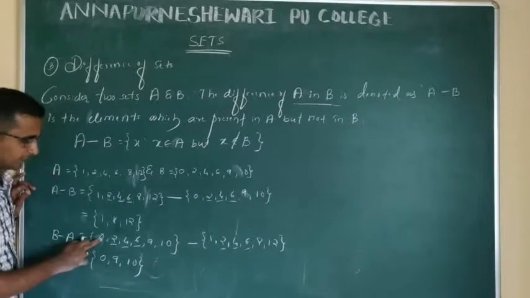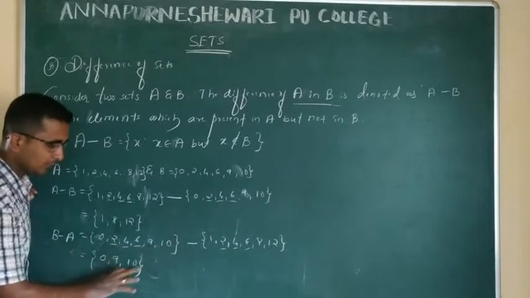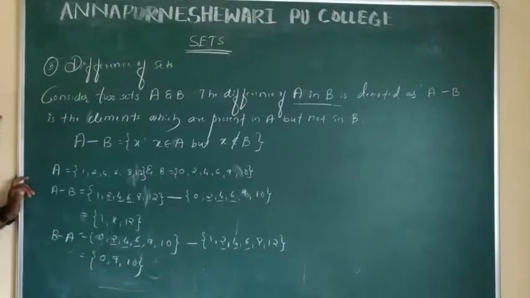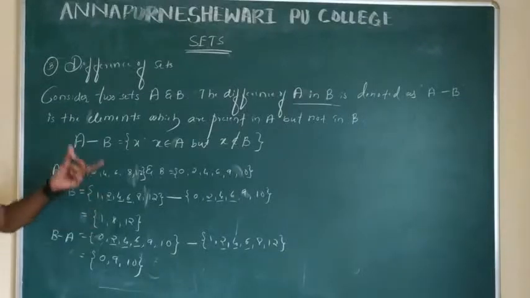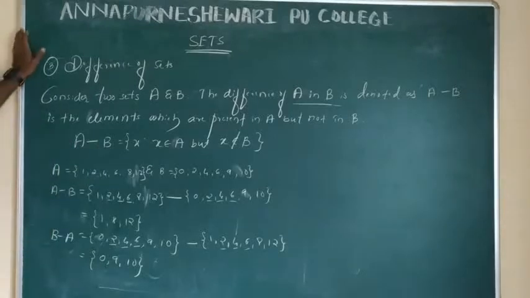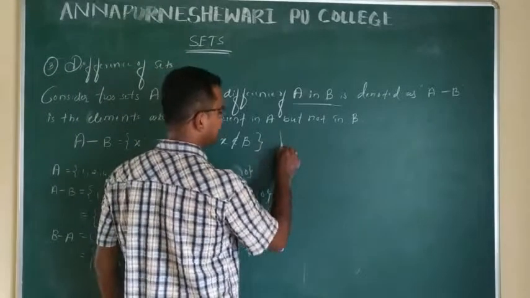So look here, whether 0 is present in A? No. Whether 9 is present in A? No. Whether 10 is present in A? No. So these are the elements which are present in B but not in A. That is B minus A. Getting? So this is the difference between the two sets, A minus B as well as B minus A. Then what is the Venn diagram for A minus B?